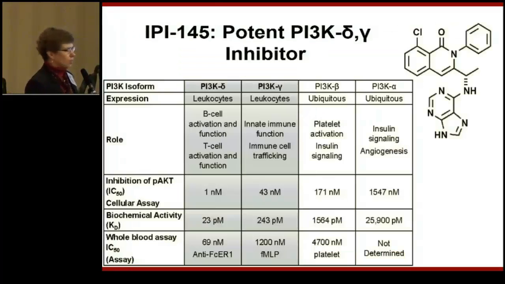So that brings us to IPI 145, which is a potent dual inhibitor of delta and gamma. And you can see the KD for delta is 23 picomolar and about 10-fold less potent against gamma. And in whole blood assays, the delta IC50 is in the low nanomolar range.